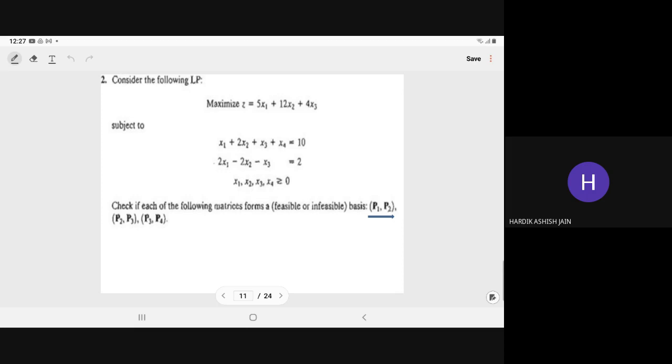So what is the A here? It is 1, 2, 2, minus 2, 1, minus 1, 1, 0. This is your A. Suppose the basis is P1 and P2, where the columns are P1, P2, P3, P4. So P1, P2 means it will be 1, 2, 2, minus 2.